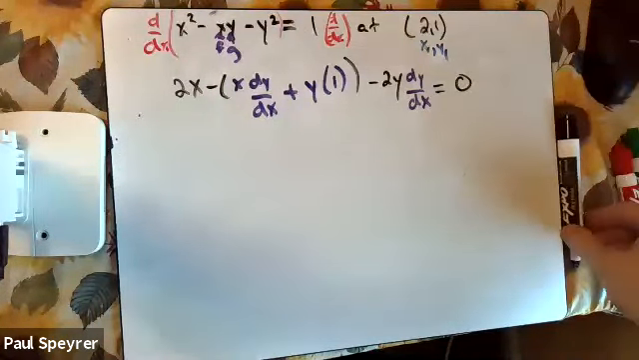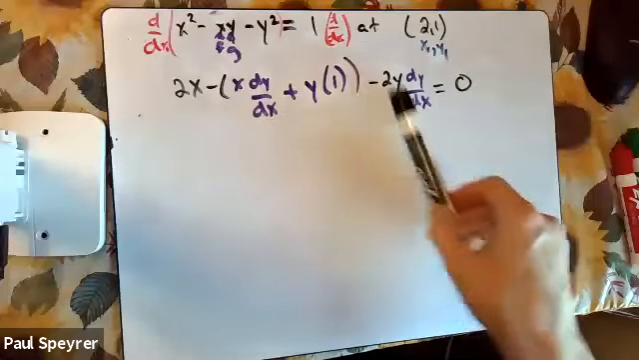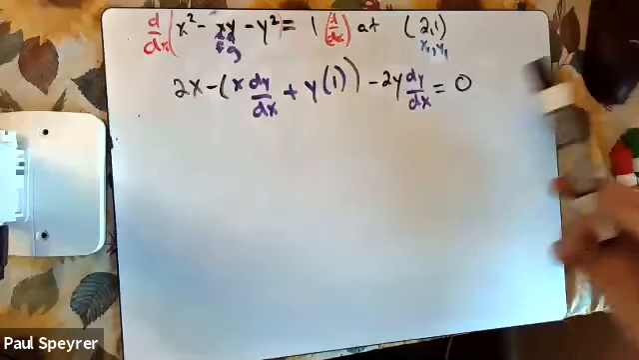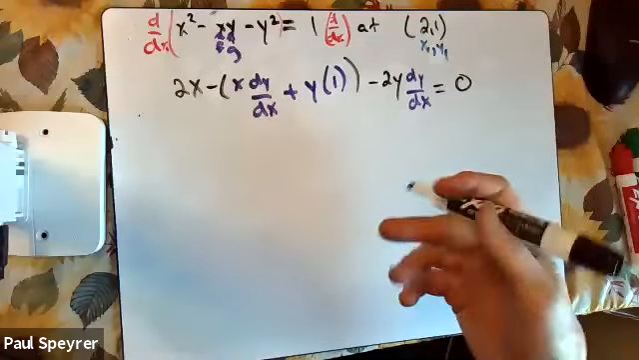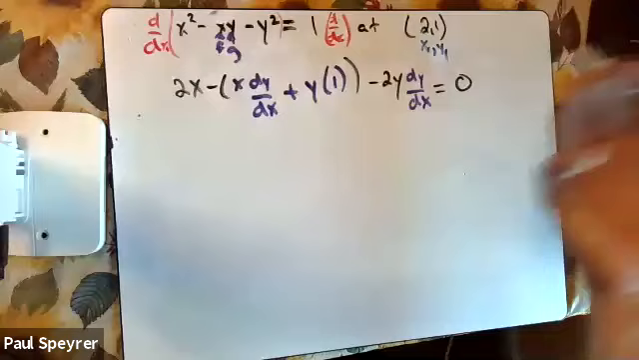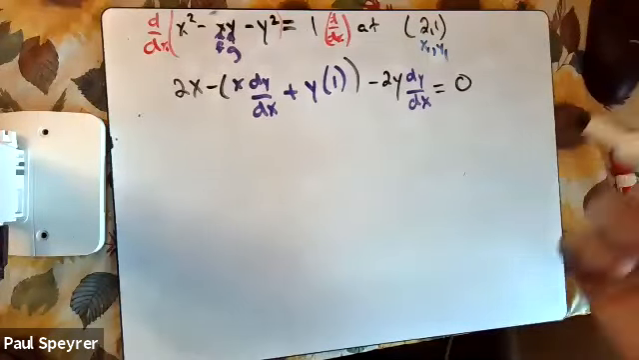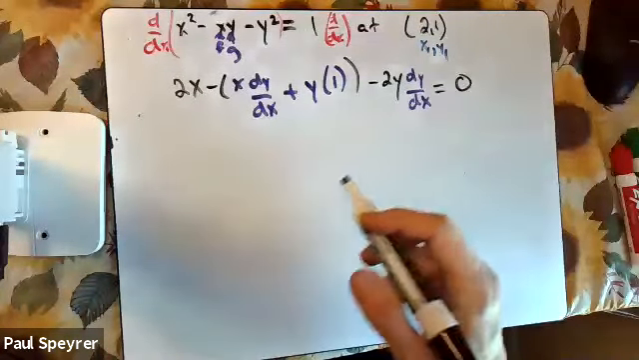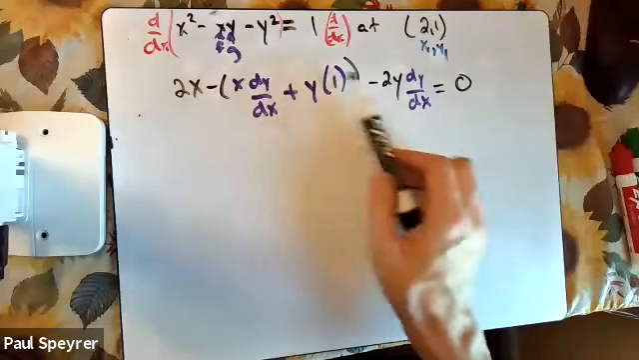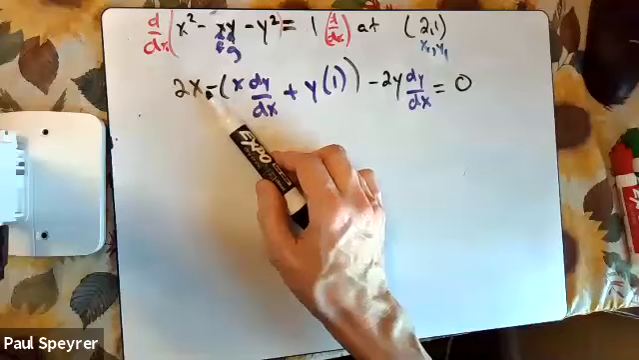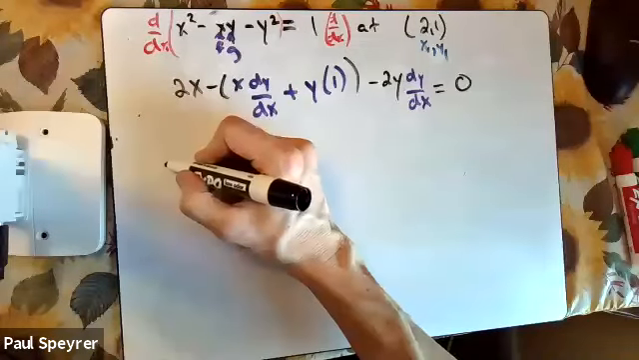So where should we go from here? Remember, we need to get dy dx by itself, right? That's the derivative. Derivative is just a fancy word for instantaneous rate of change, which is just slope. We need the slope, right? We're trying to find the equation of a tangent line at this point. So we need to isolate the dy dx, but first we need to get rid of these parentheses, right? How to do that? Gotta multiply that negative through.